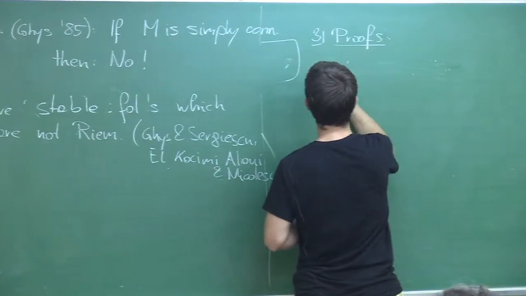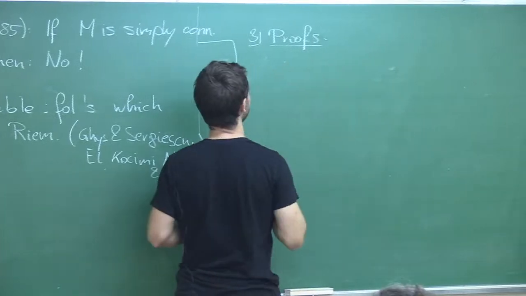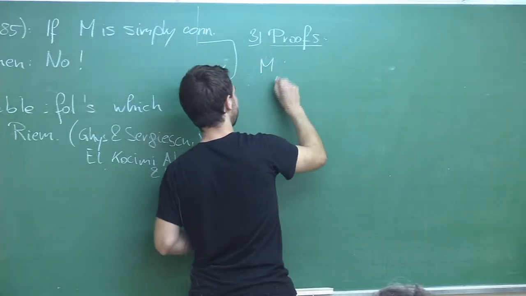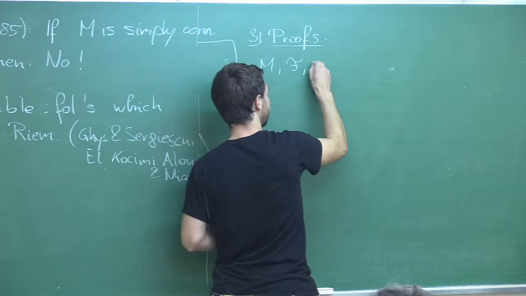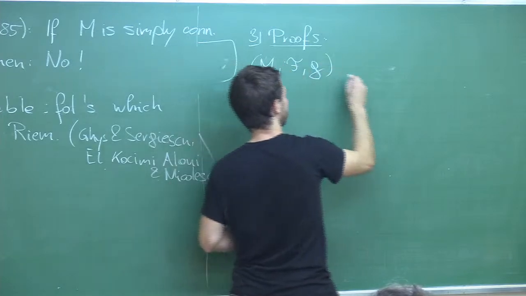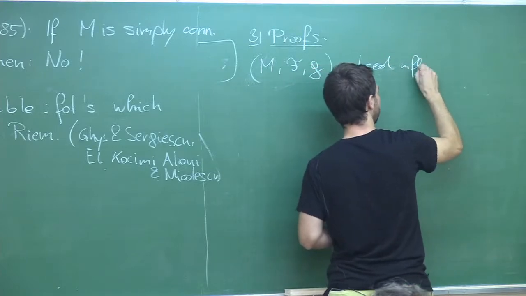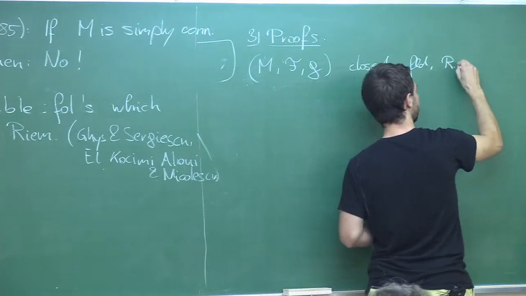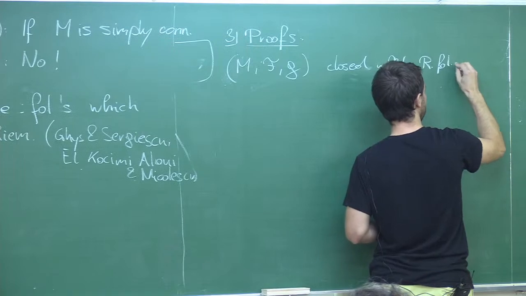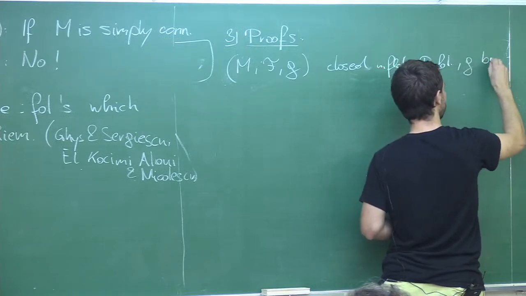I need some prerequisites here. We fix our closed manifold, our Riemannian foliation, and G a bundle-like metric.